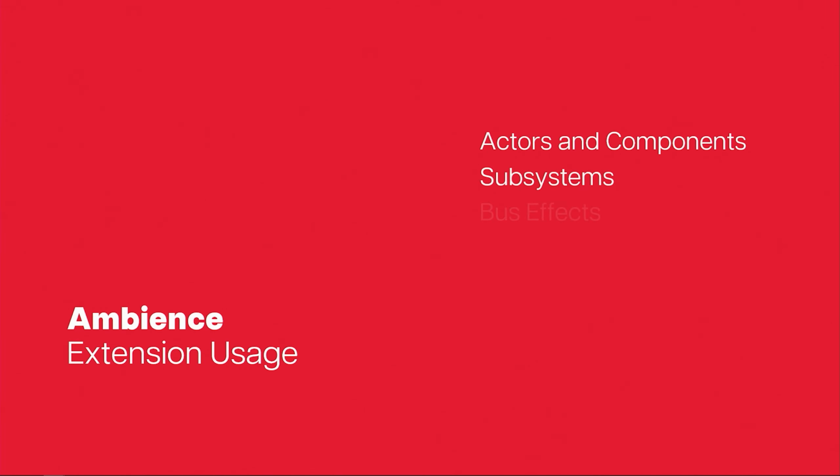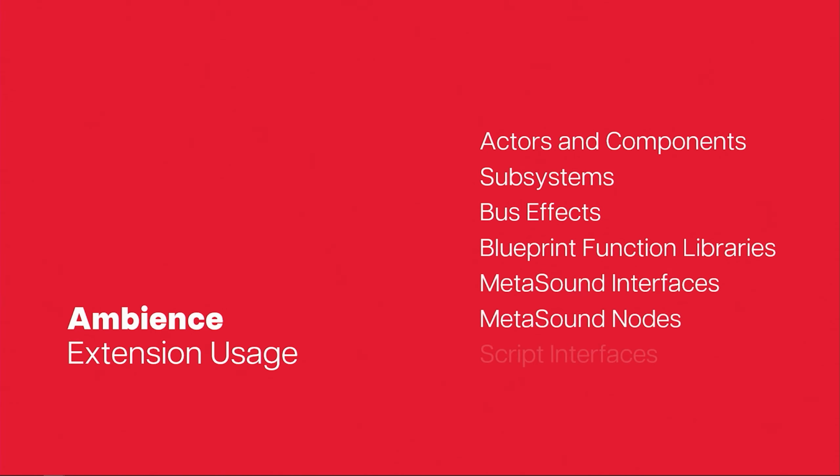So to round up, the extension points we used for ambience were actors and components, subsystems, bus effects, Blueprint function libraries, MetaSound interfaces, MetaSound nodes, and script interfaces.